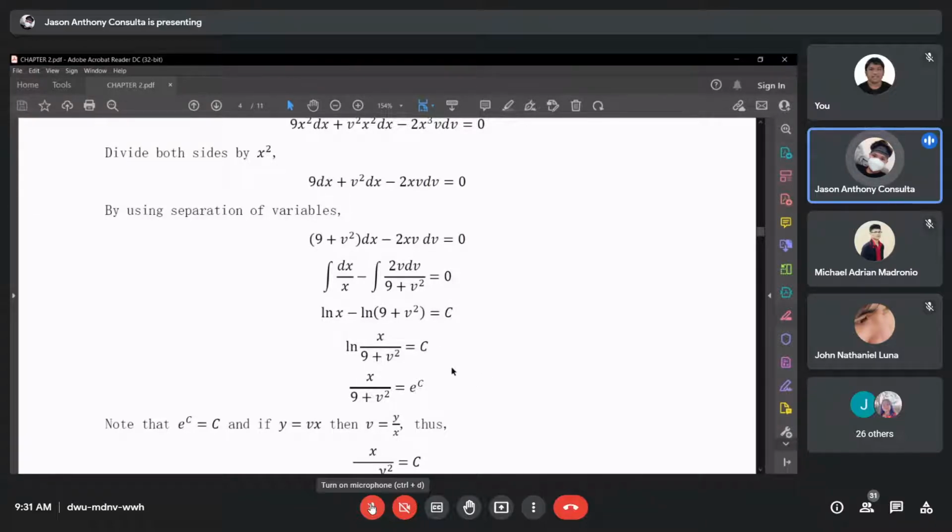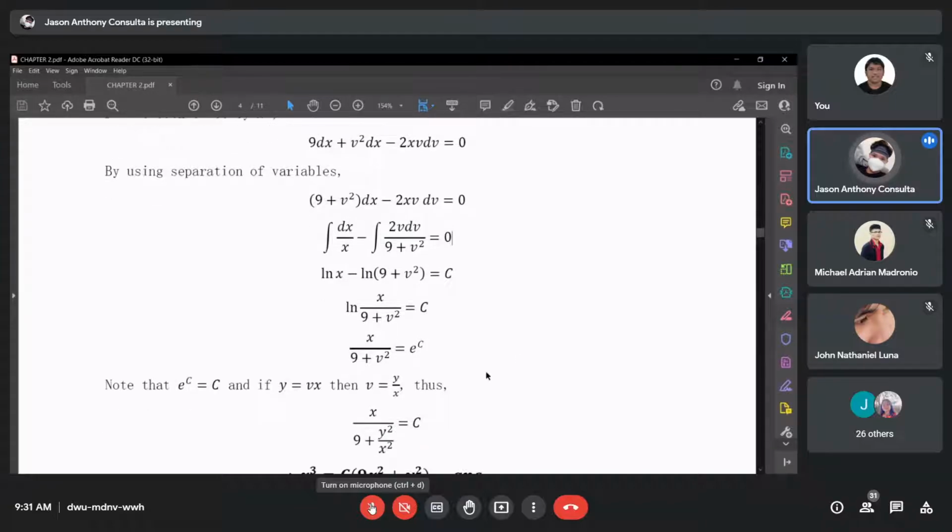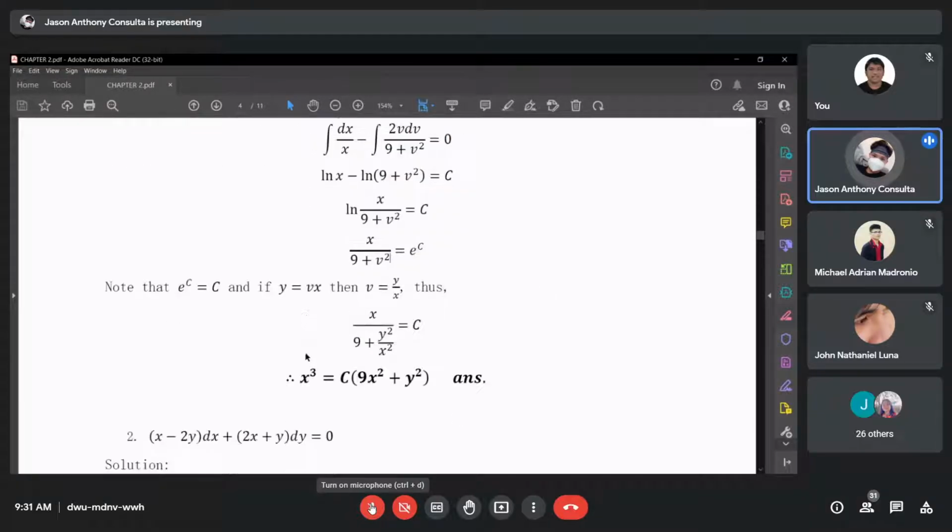So, i-exponential natin siya both sides para maalis yung ln dito. X over 9 plus v squared is equal to e raised to c. So, kung ano yung ginawa sa left side, yun din yung gagawin sa right side. To note that e raised to c is equal to c, and if y is equal to, yun na, ano yung sinubstitute natin sa y, di ba? So, after natin ma-integrate and ma-simplify, babalikan natin yung sinubstitute natin na y is equal to vx.